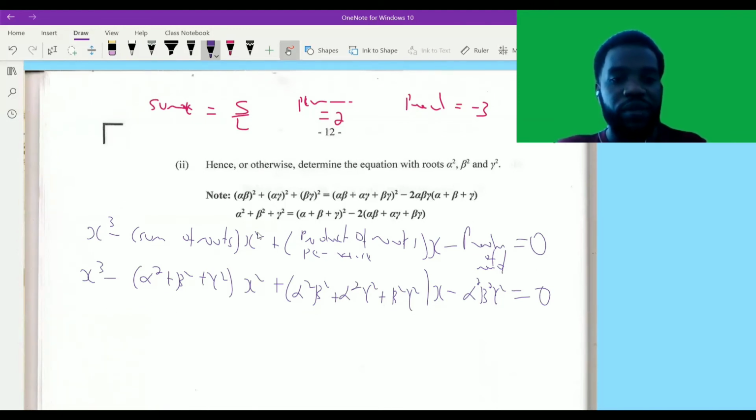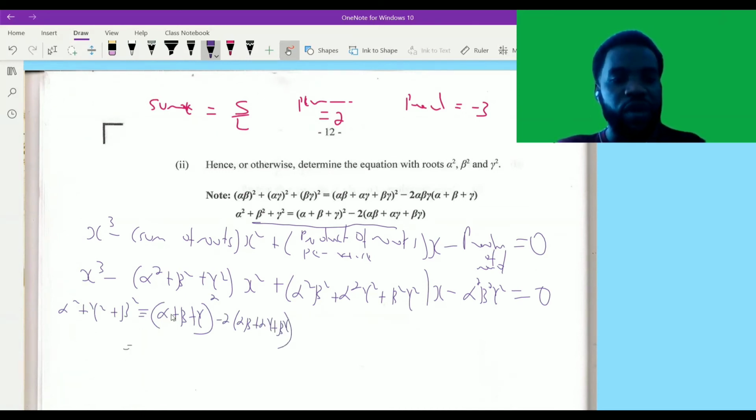You don't even have to do anything. Here's the formula that they gave you for it. It's best to commit this to memory because they don't have to give you. So alpha squared plus gamma squared plus beta squared, it doesn't matter the order, is equal to alpha plus beta plus gamma all squared minus 2 times alpha beta plus alpha gamma plus beta gamma.